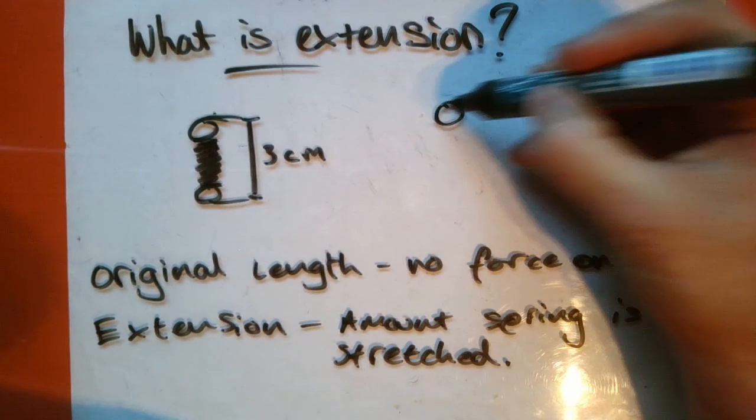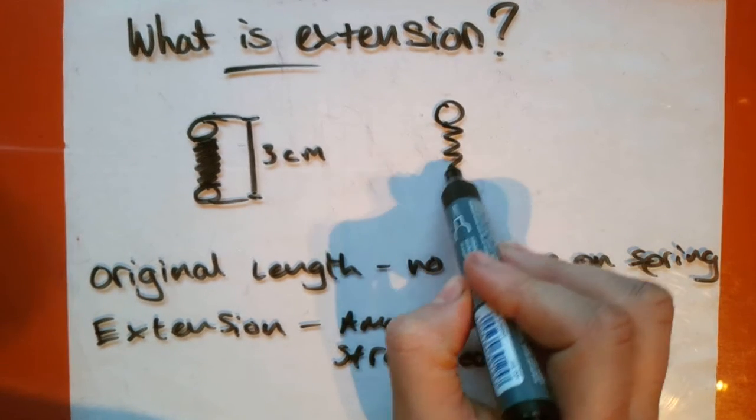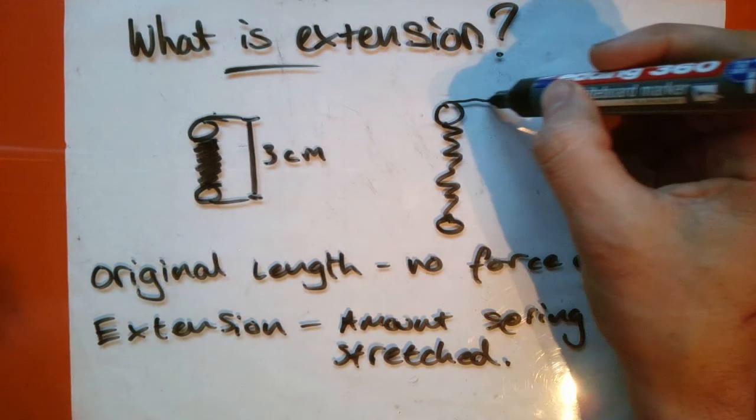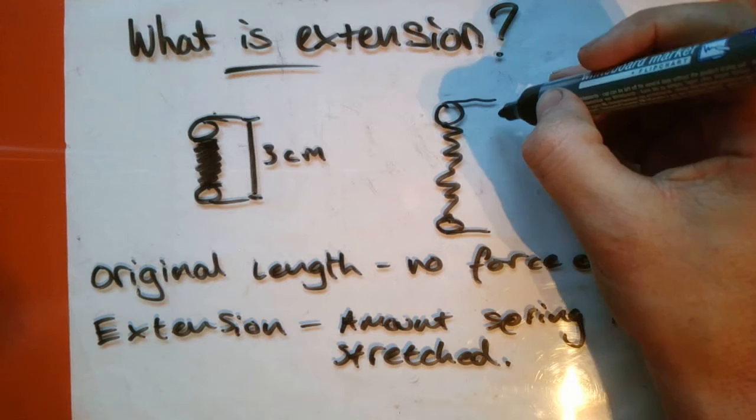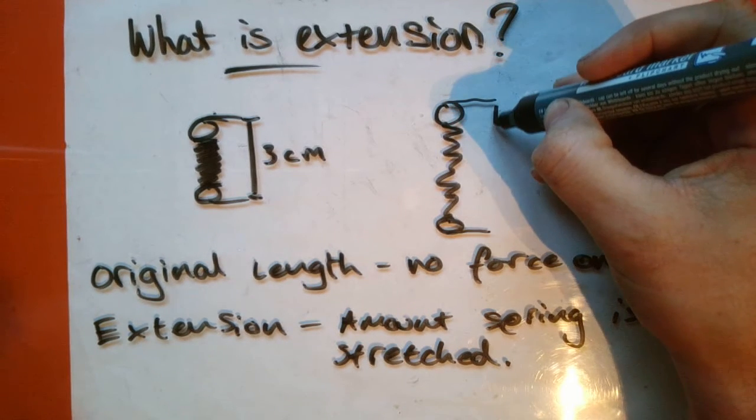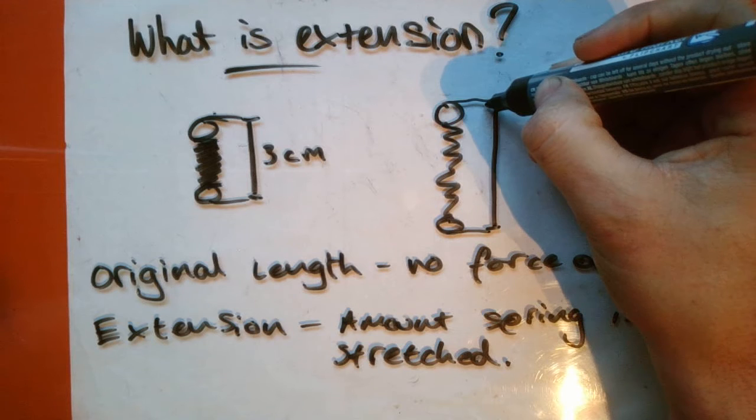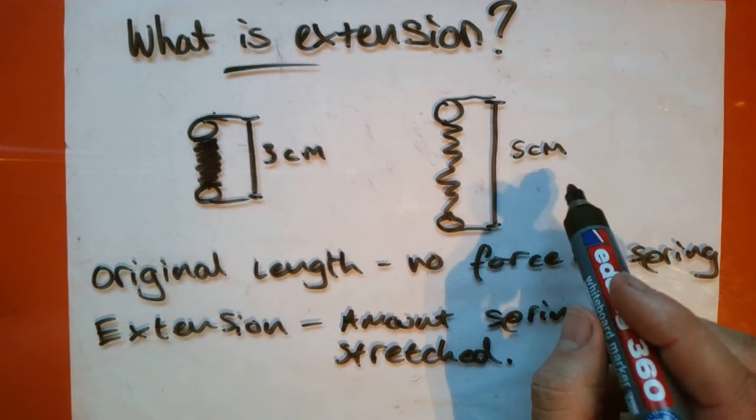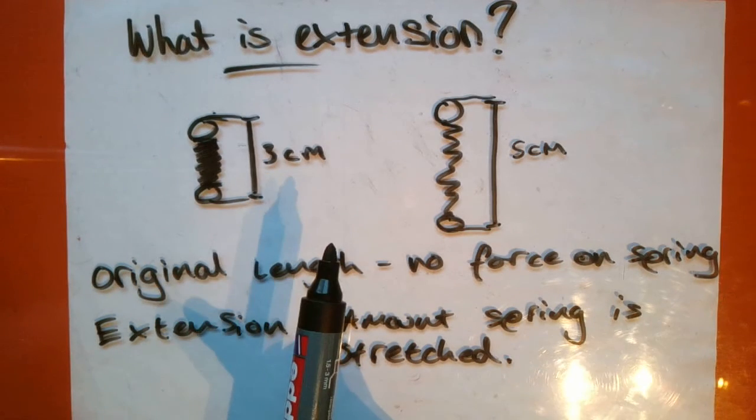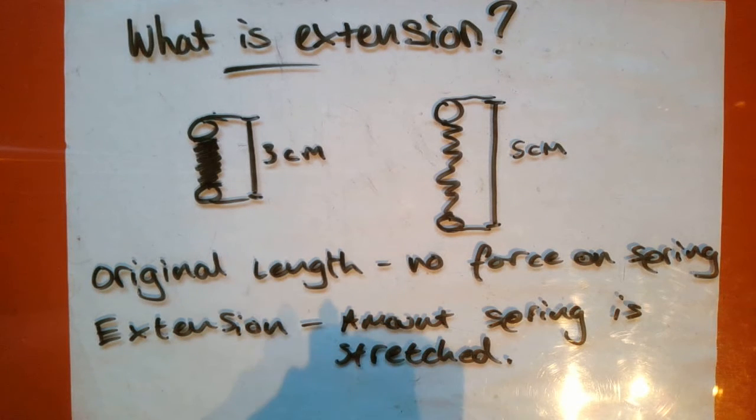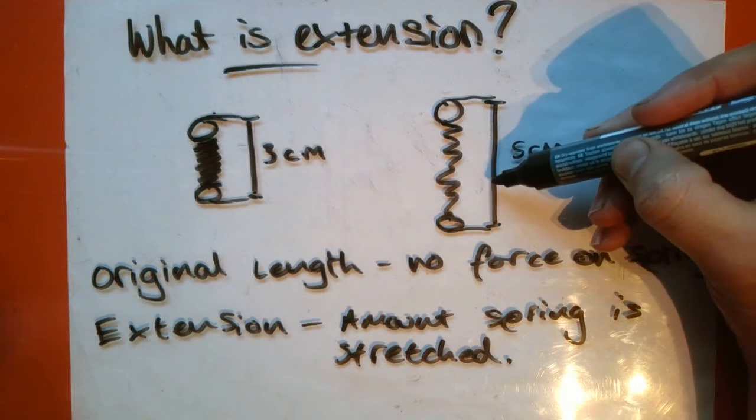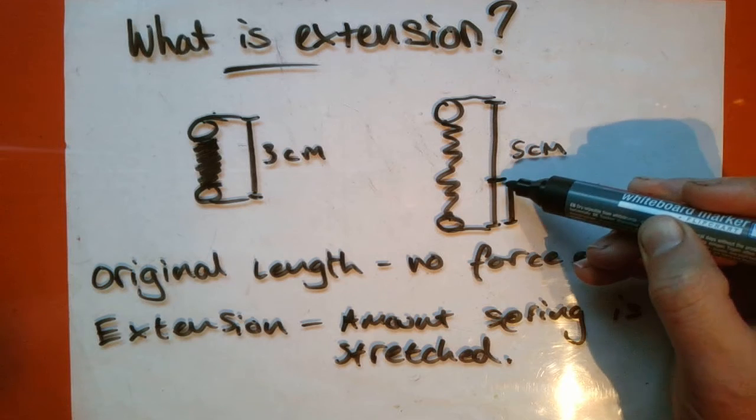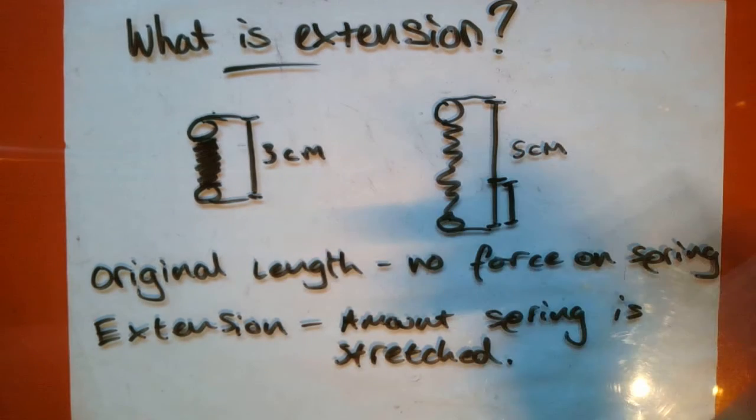So imagine we've got our spring again, the same spring, and this time we've put a force on it. And we've gone from here to here. So now our new length is this distance, and that's 5 centimeters. The new length is now 5 centimeters. The original length is 3 centimeters. Now from this, we can work out the extension. So the original length was 3 centimeters, came to here. So the extension is the amount the spring has extended by, the amount it's increased by.